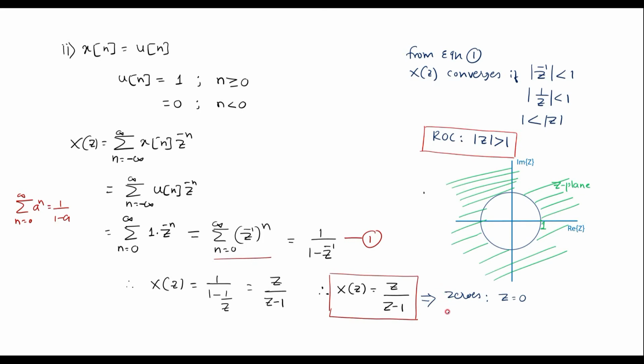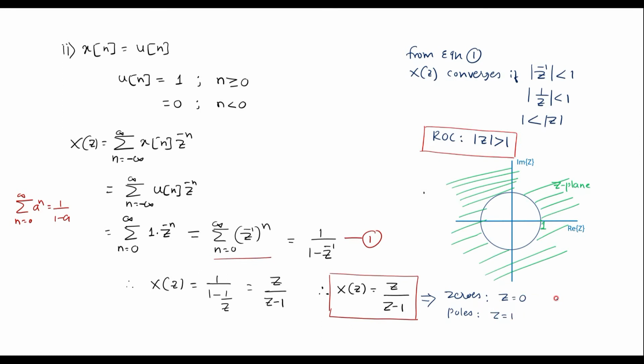Now let's calculate the poles. Poles are with respect to the denominator of X of Z. Poles are nothing but the values of Z for which X of Z tends to infinity. That is, here if we take Z equal to 1, the denominator becomes 0, which makes X of Z become infinity. Therefore, at Z equal to 1, there is a pole.